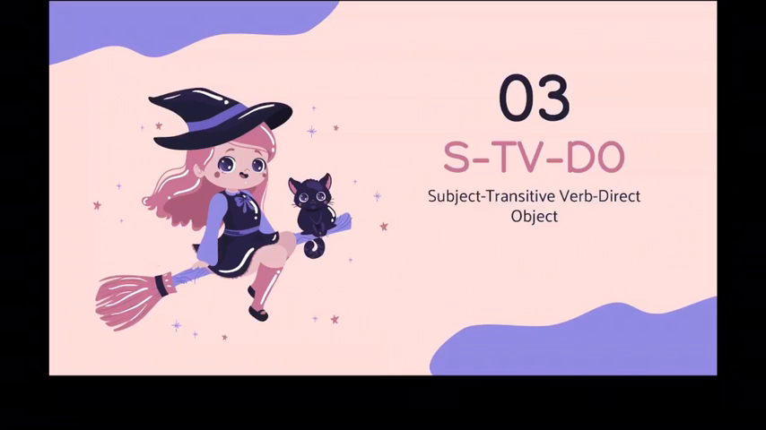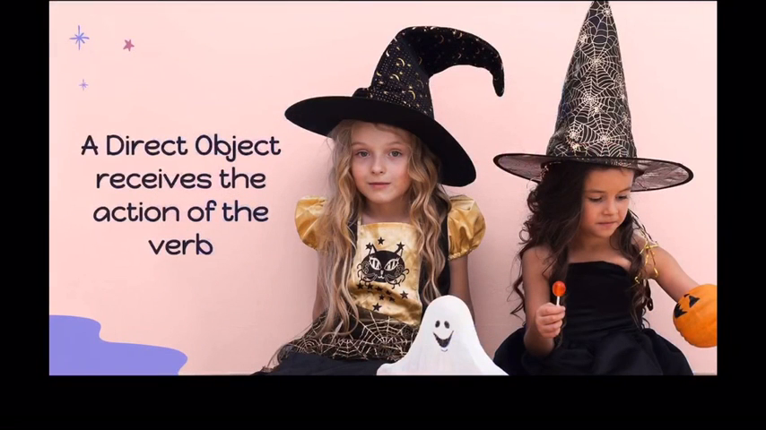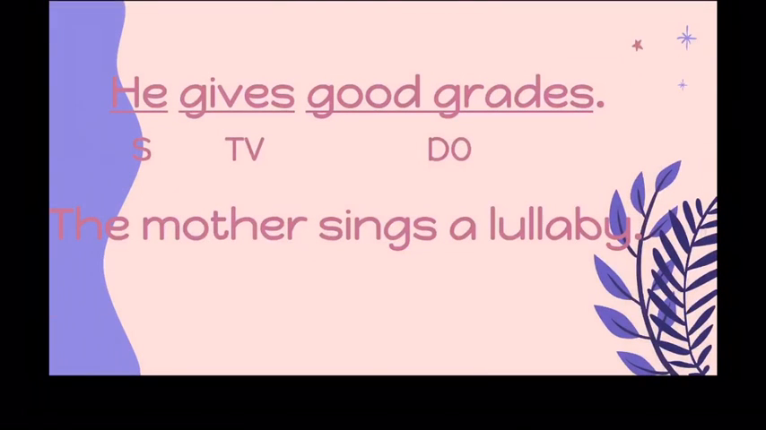Third, the subject transitive verb direct object or the STVDO. A direct object receives the action of the verb. Kindly look at the example and try to do it on your own for the second one. The second given example is, the mother sings a lullaby. Can you identify what is the direct object?